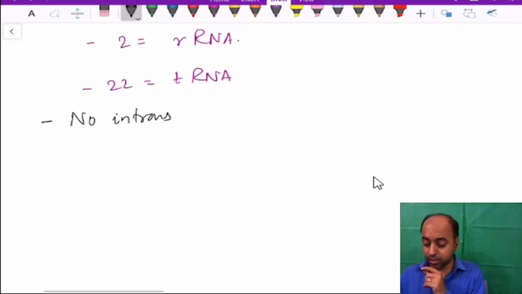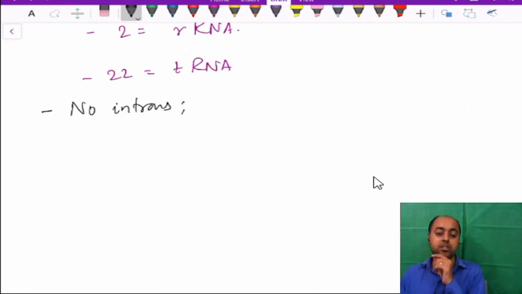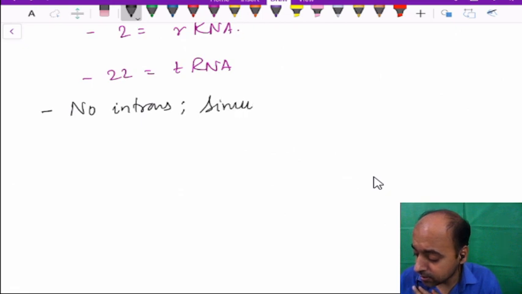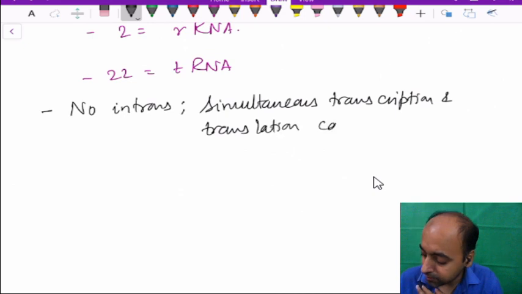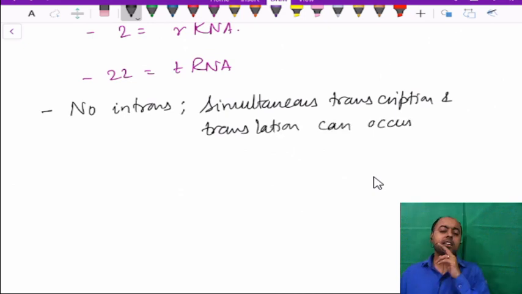No introns are there. A very important implication of this information is, because introns are not there and the nucleic acid is not present in a compartment, not present in the nucleus, it is present in the cytoplasm, where the transcription will occur and the translation will also occur. As a result of this, simultaneous transcription and translation can occur. So the transcript that you get is ready for translation.